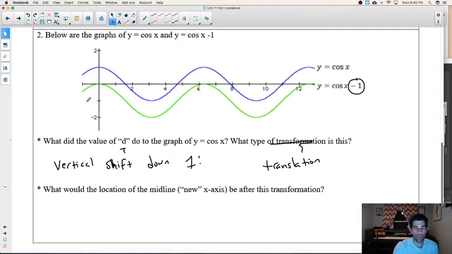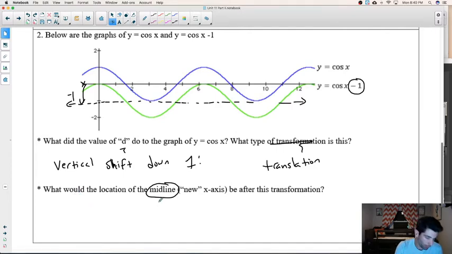Now what would the equation of the midline be? Well, you brought basically this x-axis down 1 space. So there is my midline now. And what would its equation be? That would be y equals negative 1. So try not to get yourself too confused or too wrapped up in all of the craziness of this brand new topic for you.